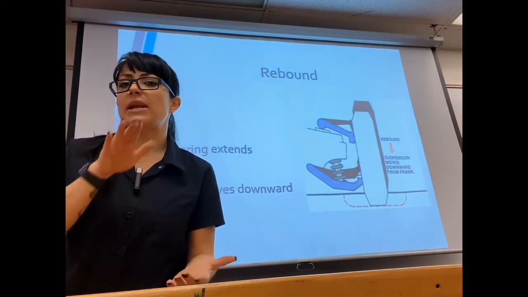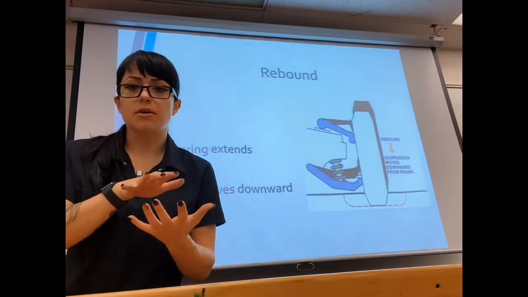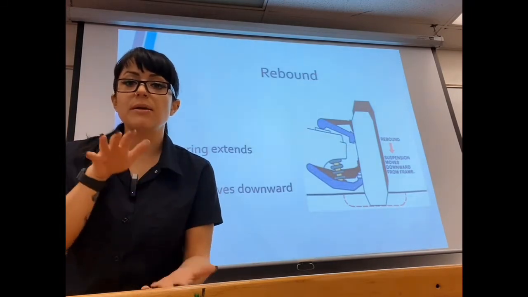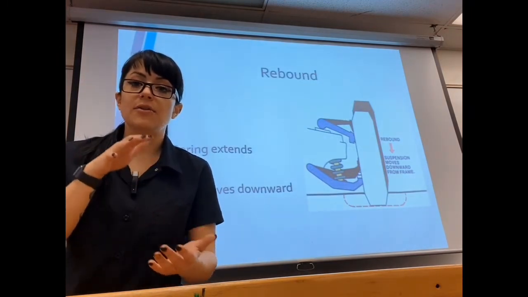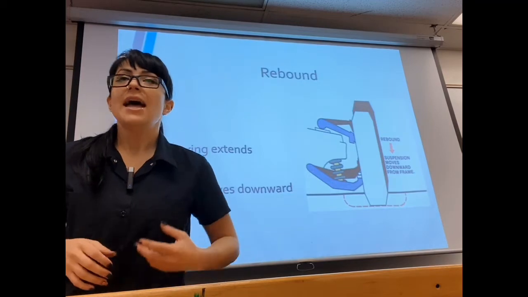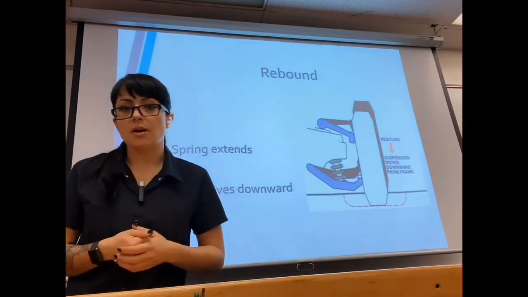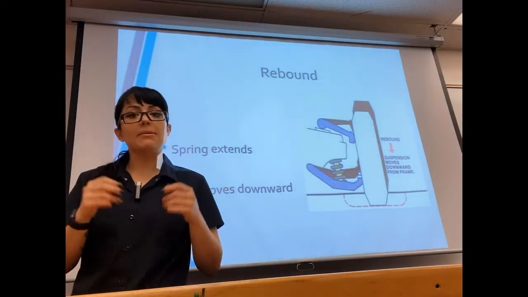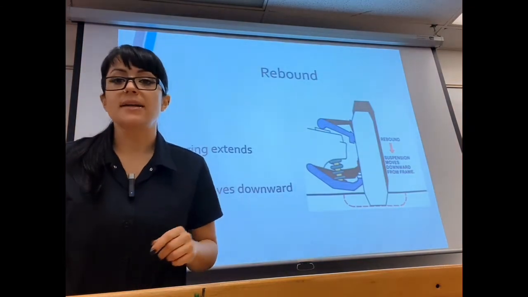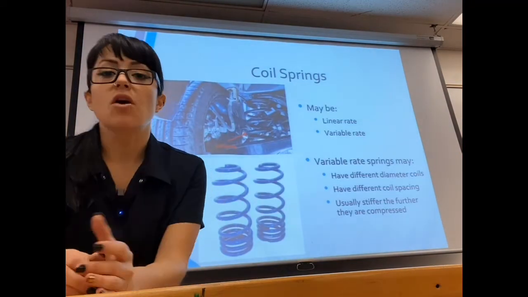Now, this is going to happen, compression, extension, or jounce, rebound, over and over until that energy has been released. Now, our shock absorbers are going to come into play later on to help limit that, and we'll talk about that in a few slides. The different types of springs are as follows, though.